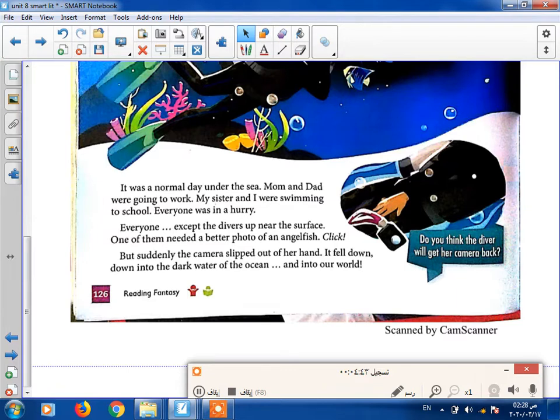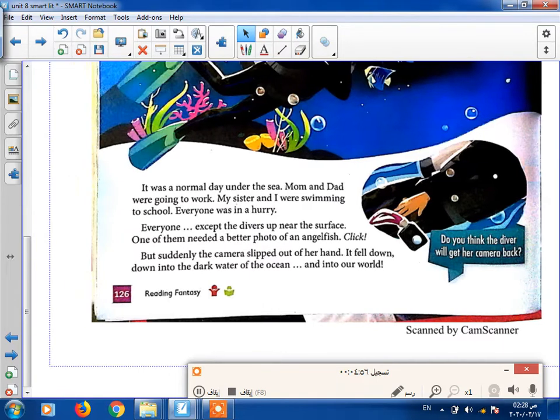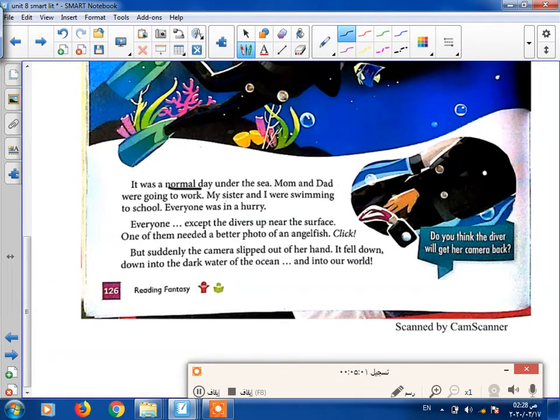We will read the first paragraph to know what was happening. Put your hand on the first word and follow me, please. It was a normal day under the sea. Underline the word normal. It was a normal day under the sea. Mom and Dad were going to work. My sister and I were swimming to school. So Junior3, there are two sisters swimming to school, and everyone was in a hurry. Hurry is a synonym for the word rush, to do something quickly. The best synonym for hurry is rush.